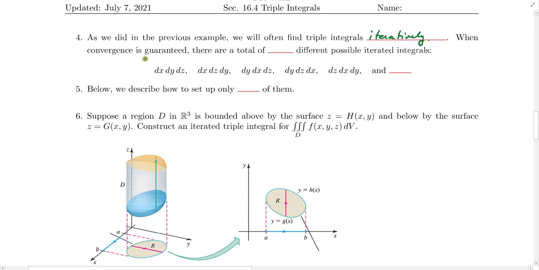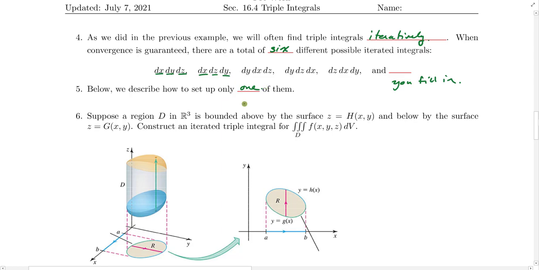when we have convergence of the integrals, there are a total of 6 different possible iterated integrals. So we could integrate first with respect to x, then y, then z, or first with respect to x, then z, then y. And you can see there's a total of 6 of them. So I'll let you find the missing one, so you fill in. One of those is missing. And I'm going to show you how to set up one of them.